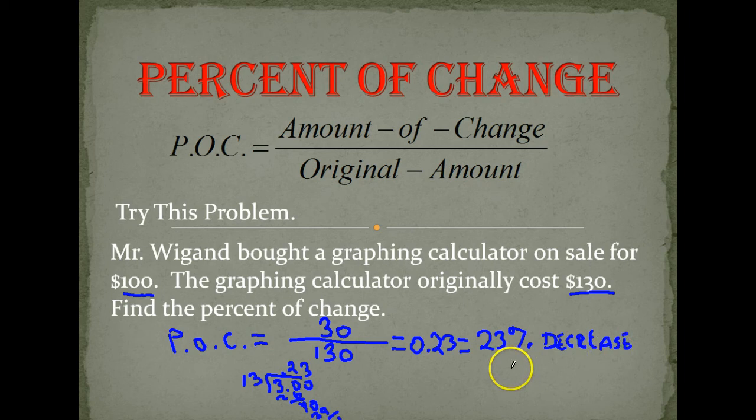All right, that's percent of change. We have two percents of change. We have a percent increase. We have a percent decrease. Our formula is the same either way. The amount that it changes in the numerator, and you get that by subtracting the two amounts, and then the original amount, where it was first, in the denominator.